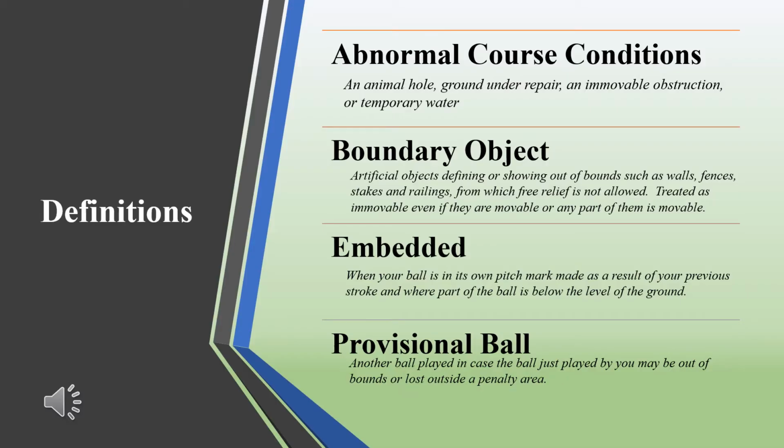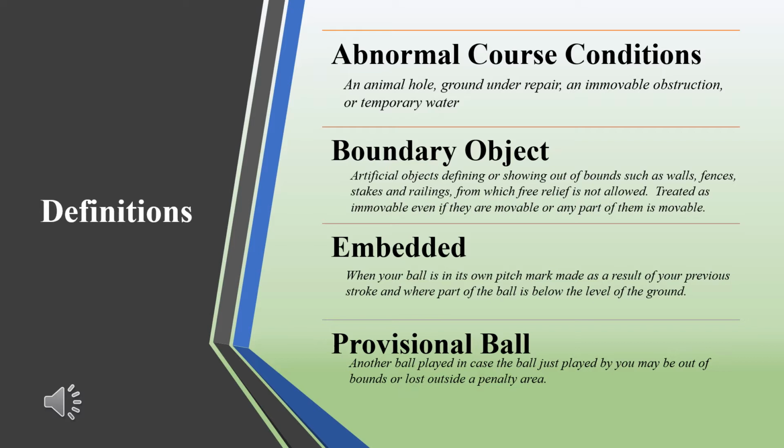Now that you're familiar with some of the defined areas of the course, let's take a look at some more definitions. Abnormal course conditions include animal holes, ground under repair, immovable obstructions, and temporary water. We'll go into a little more detail in a few slides on how to take relief from these abnormal course conditions should you or one of your players find yourself in that situation.